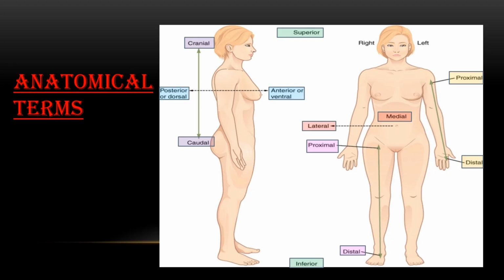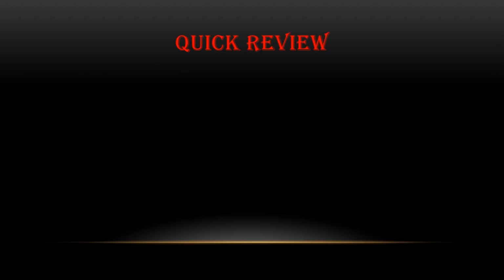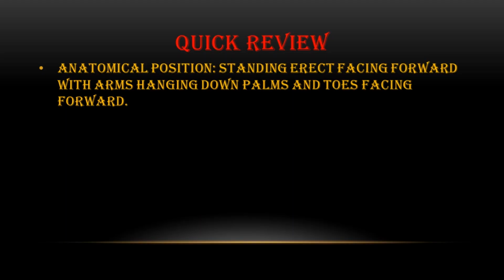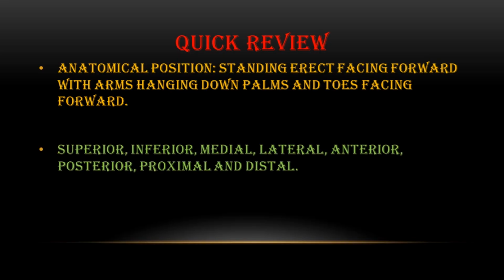So we have covered most of the common terms which are used in anatomy. Here's a quick review. We have discussed the anatomical position. A person should stand erect facing forward with arms hanging down, palms and toes facing forward. We have discussed the terms superior, inferior, medial, lateral, anterior, posterior, proximal and distal, the dorsal and ventral, and cranial and caudal terms.